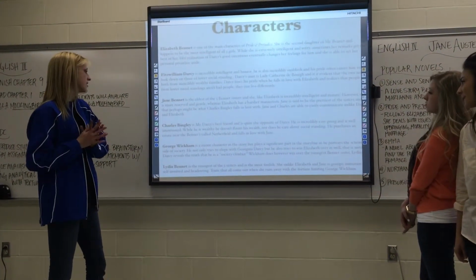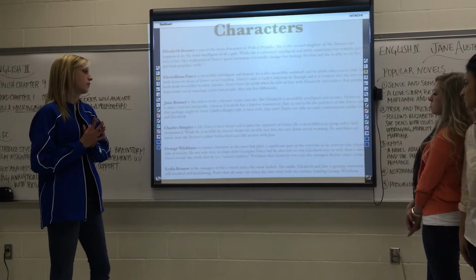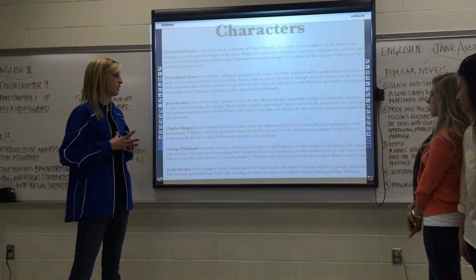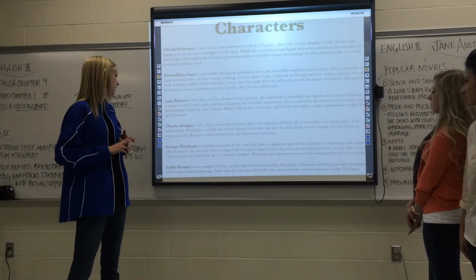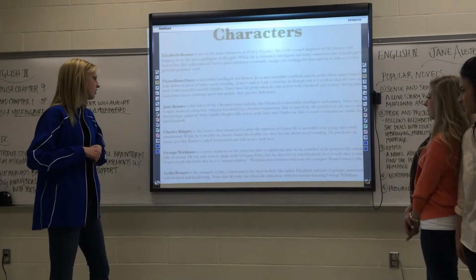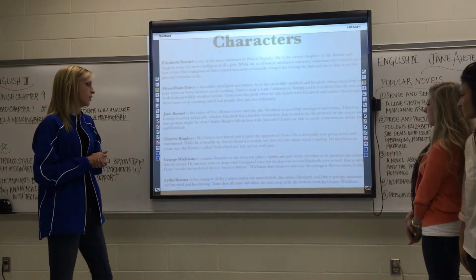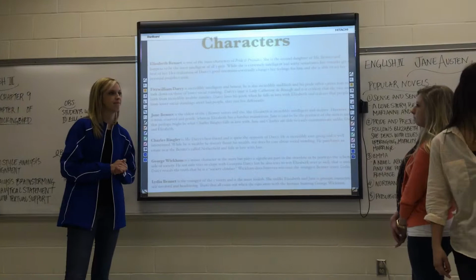Lydia Bennet is the youngest of the five sisters and is the most foolish. She, unlike Elizabeth and Jane, is thought to be immature, self-involved, and headstrong, traits that all come out when she runs away with the fortune-hunting George Wickham.